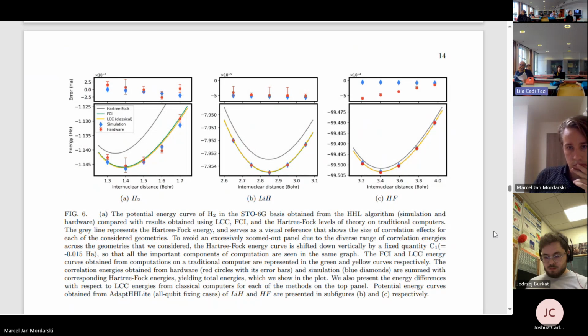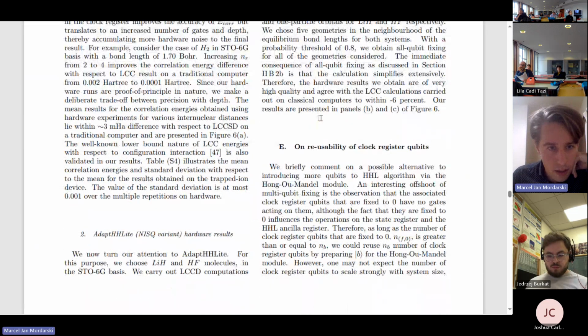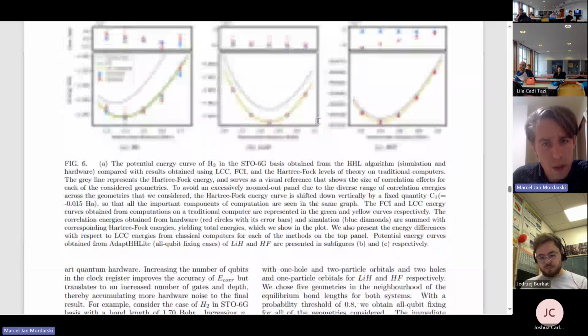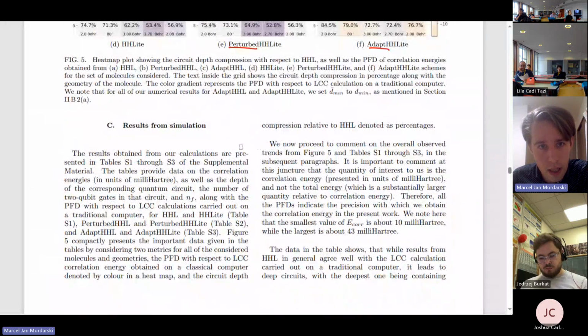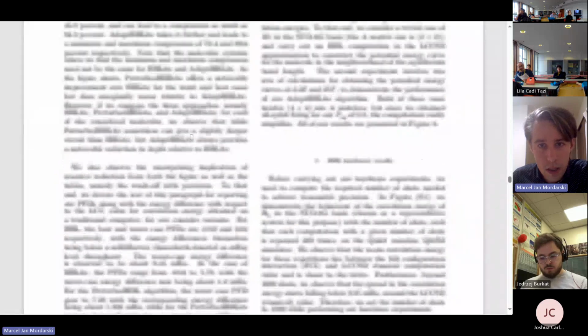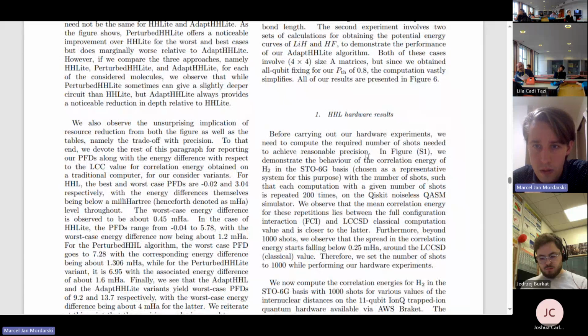Too many hydrogens. That's still higher than... But I don't know. Why are these simulated? Actually, the simulation is so off compared to the others. I don't understand why. So I think this is simulation, or maybe not. I remember there is a part of the paper where they do simulation and then show results from simulation. Yeah. And here are the hardware results. So let me go to that part.